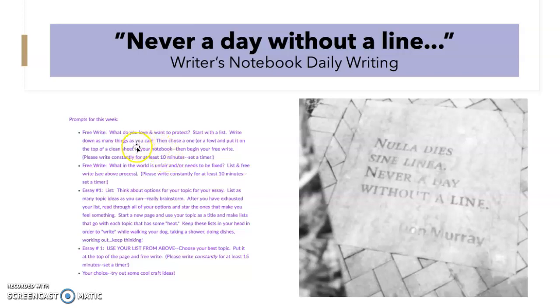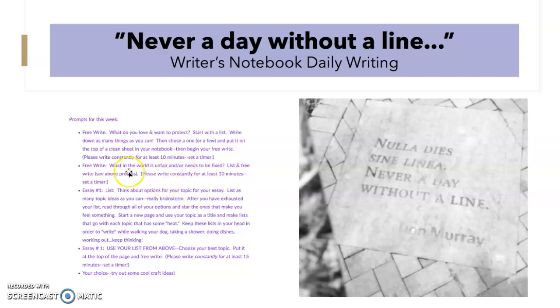Okay, so here you have a couple free writes. One is, what do you love and want to protect? And this week we are starting with a list. So you're going to write as many things down on a list, and then you're going to choose one or a few, right? So you're writing for the whole 10 minutes, and you're going to write a free write from your list.